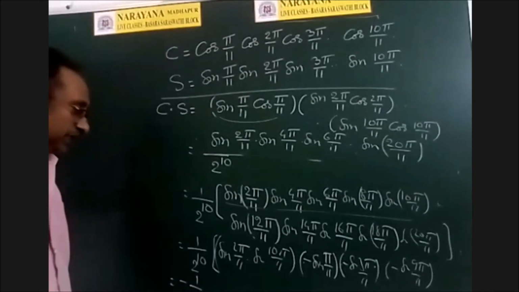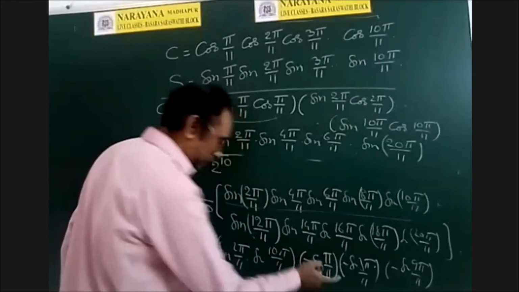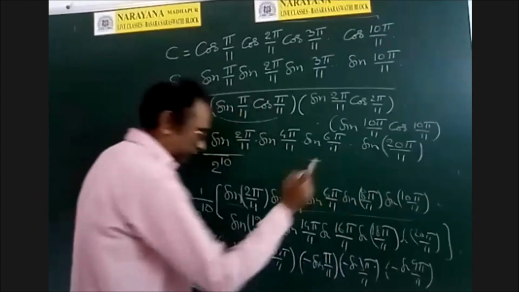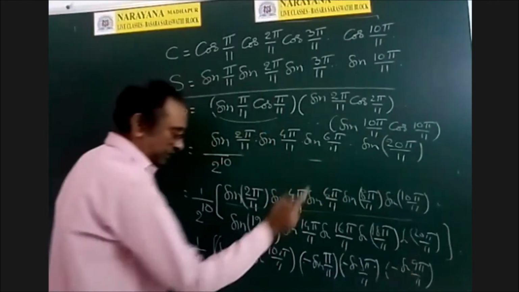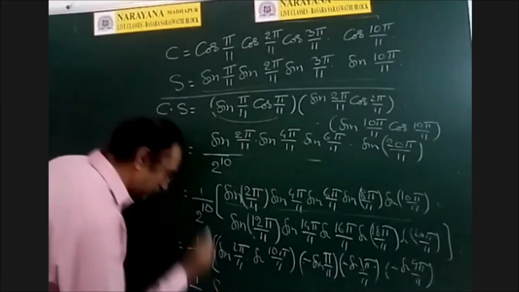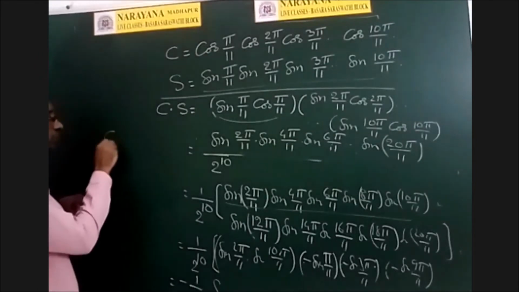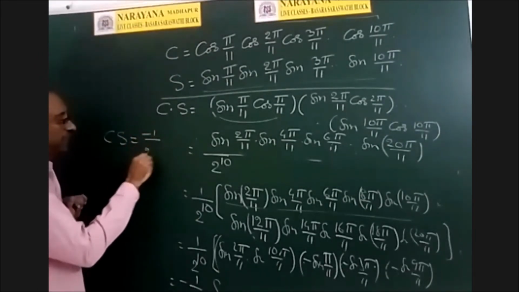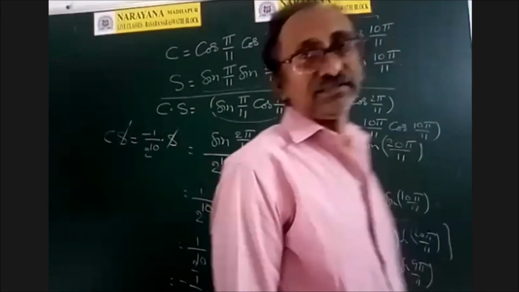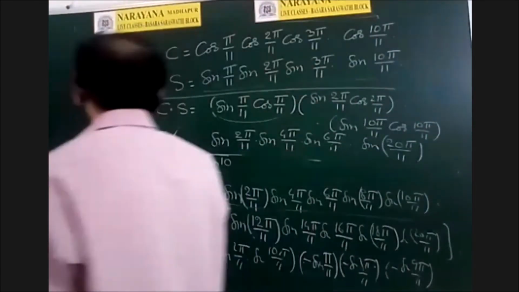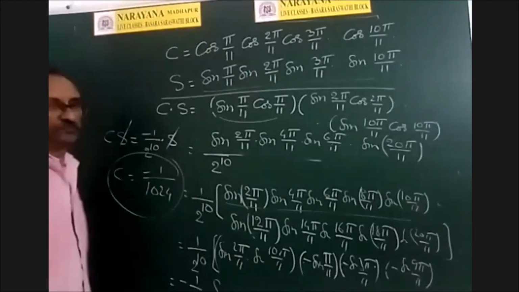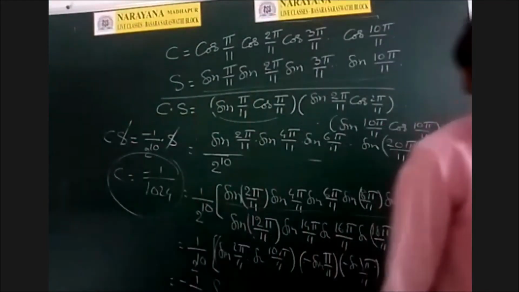Minus 1 by 2 power 10 into sine pi by 11, sine 2 pi by 11, sine 3 pi by 11, sine 4 pi by 11, sine 5 pi by 11, sine 6 pi by 11, sine 9 pi by 11, sine 10 pi by 11. That is nothing but the product S. Therefore, in that place, I can write S. Therefore, what is the equation? C S is equal to minus 1 by 2 power 10 into S. And both sides S is cancelled. We get the answer. C is equal to minus 1 by 2 power 10. That is minus 1 by 1024. Okay. So write that.